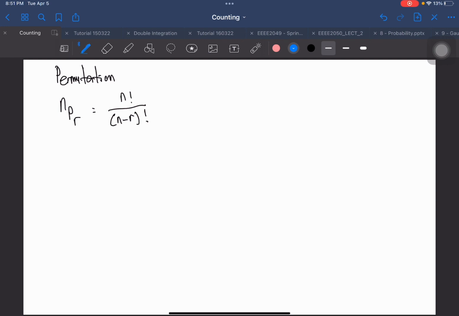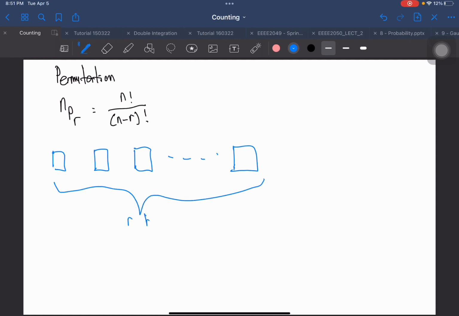So what is meant by permutation? Permutation is basically if you are given R empty boxes or empty positions. I put this as R boxes, and I have N different balls here. And I want to put these N balls into these boxes. How many ways are there to put these balls into these boxes?